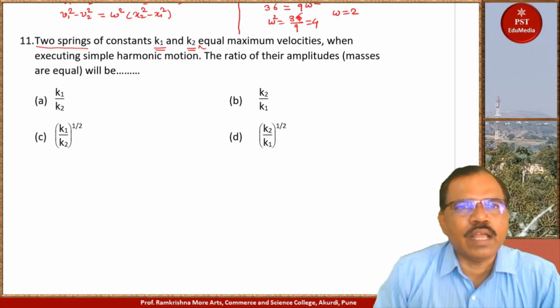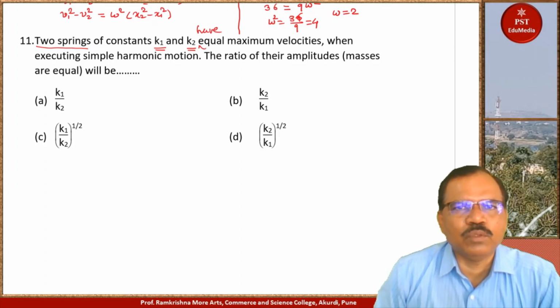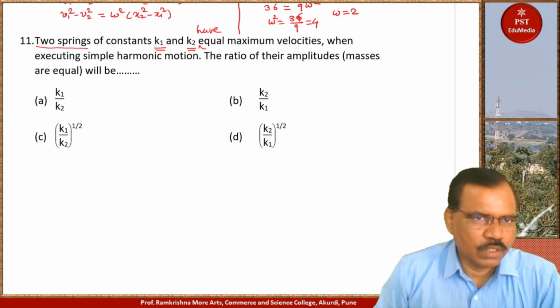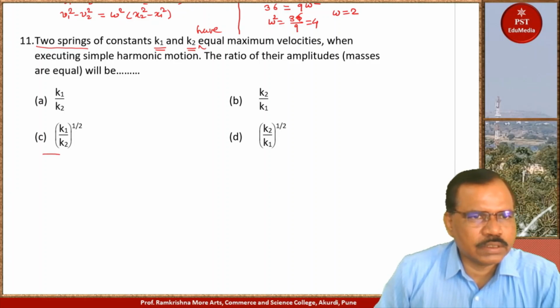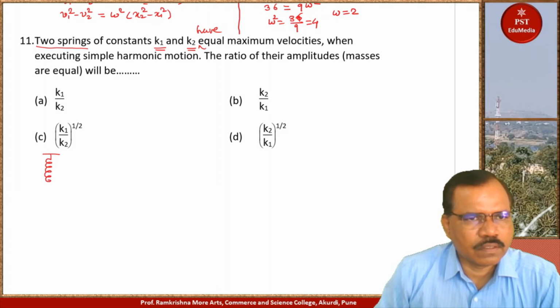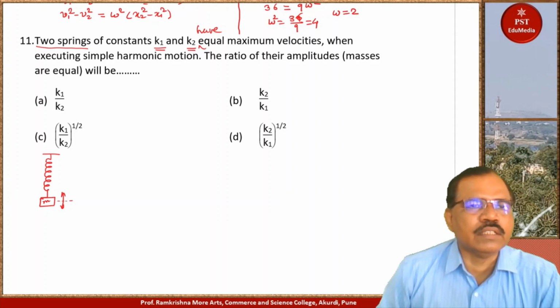Two springs have equal maximum velocities when executing simple harmonic motion; find the ratio of their amplitudes. Here we have the first spring, to which mass M is attached, and this mass is oscillating about the equilibrium position. Its spring constant is K1.